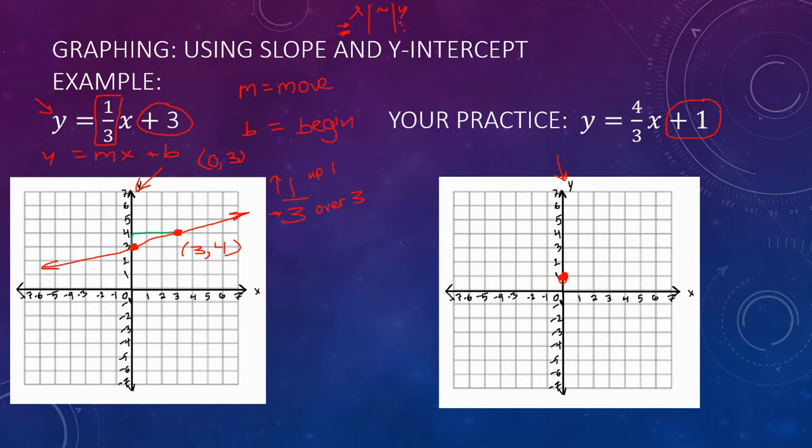This staircase here is incredibly useful because actually you can keep doing it. You can rise up 1, run out 3 to the next dot. Up 1 over 3. We're graphing using the slope. Okay, so your turn to try. What's the slope of this line?